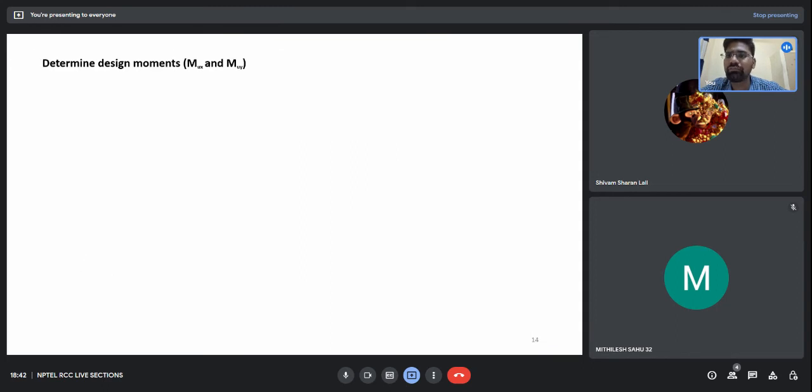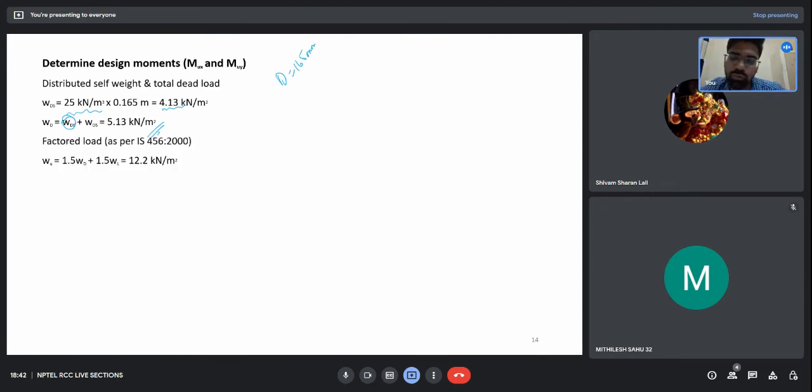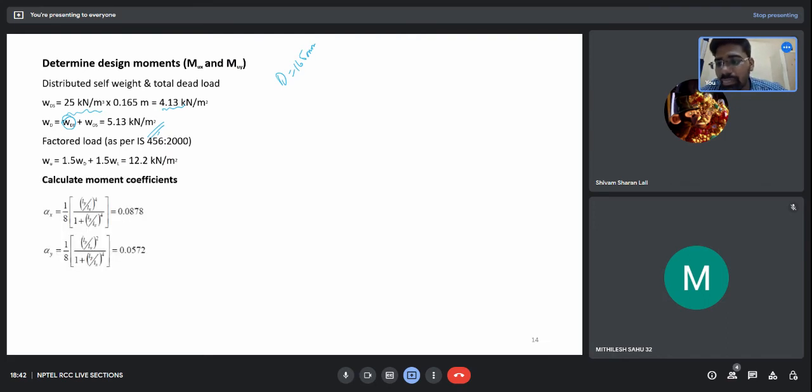Now let's calculate the load on the slab. I already know the total D is 165, and based upon the unit weight of concrete I have calculated the dead weight of the slab. After adding this dead load with the finishing load, I'm getting the total dead load. I already know the live load, and the total load can be calculated as 1.5 times dead load plus 1.5 times live load, and then the bending moment can be calculated. How would it be calculated? Based upon the Ly by Lx ratio. I hope you are familiar with these ratios and the formulas from where they came. If you are not familiar, you can directly get this ratio from IS 456.